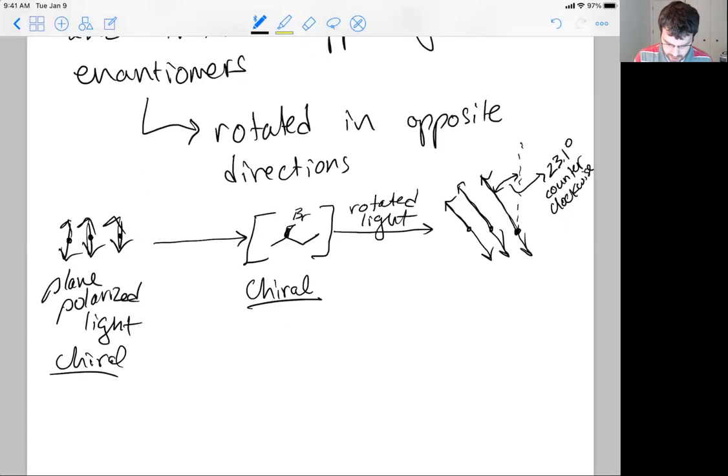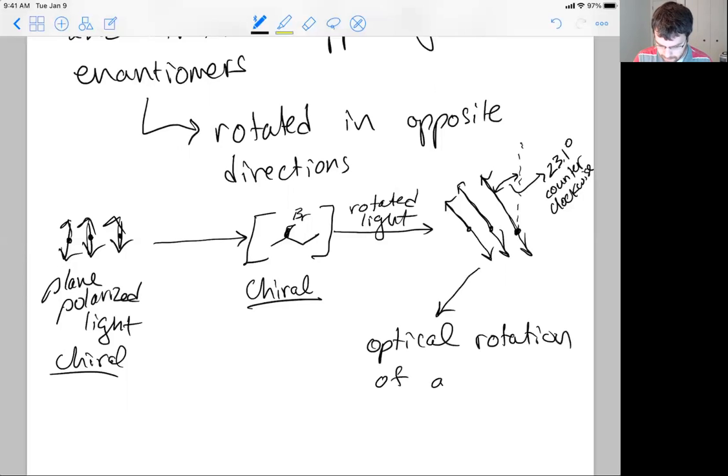So this phenomenon is called the optical rotation of light by a chiral molecule. So this is just another example of a chiral object interacting differently with another chiral object.